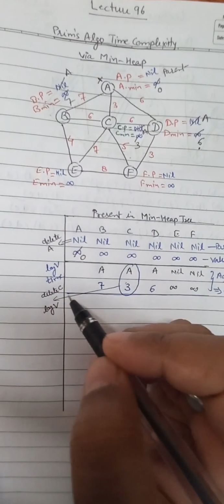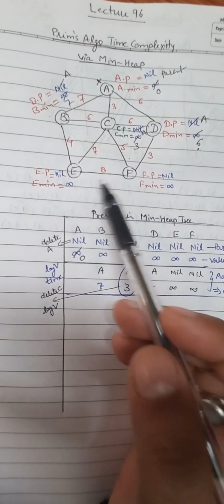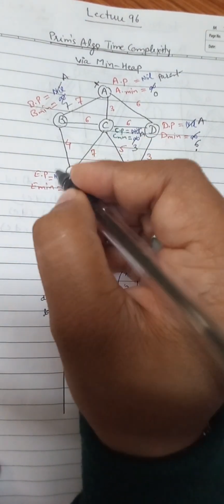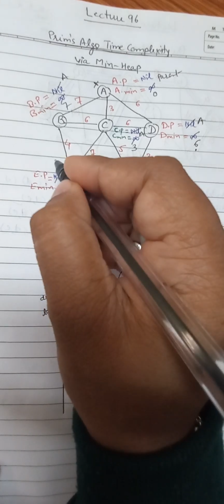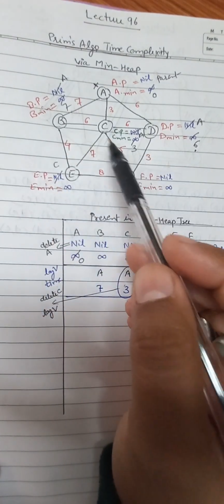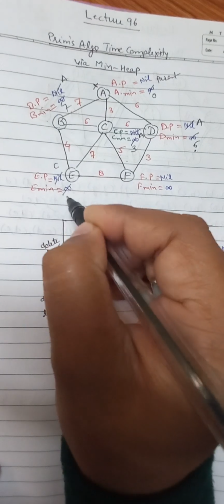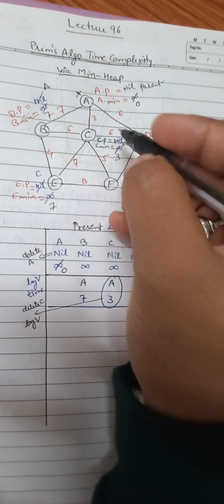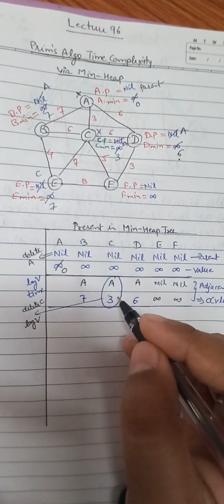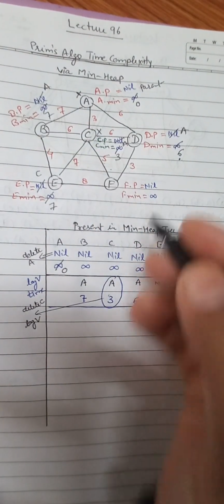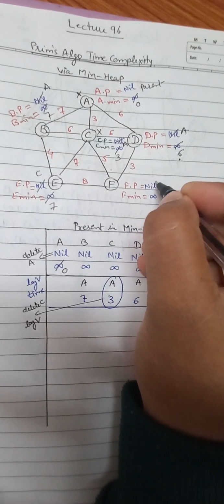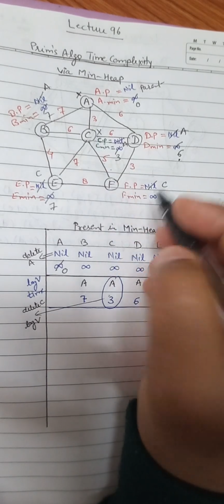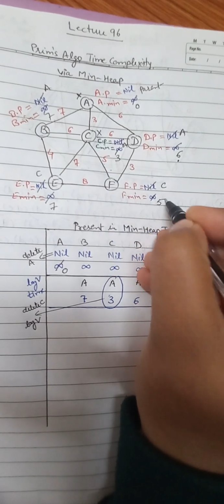Now when we are deleting C, E and F are adjacent to C. So now their parent is getting changed. So the parent of E is not nil now, it is C now, and the value is 7. In a similar way, the parent of F: because C is the minimum weight, we are deleting C. So after that the changes are here. The parent of F will become C, and the value of the minimum is 5.